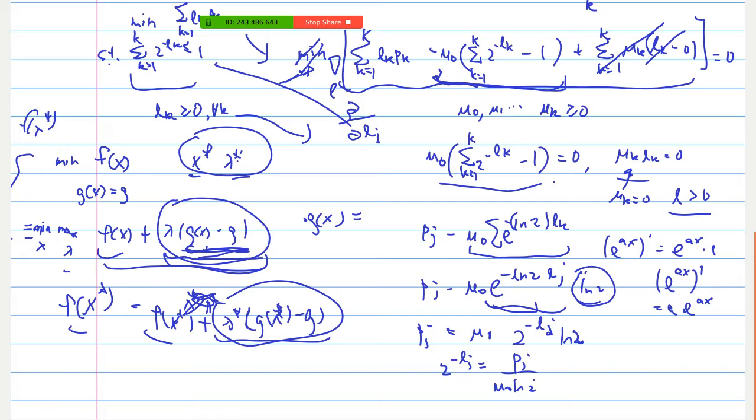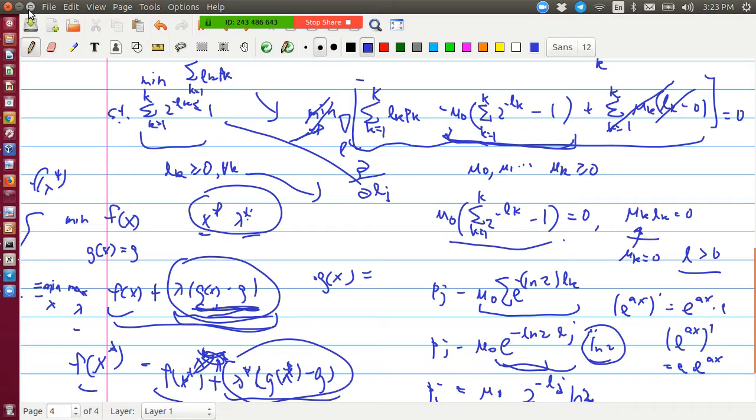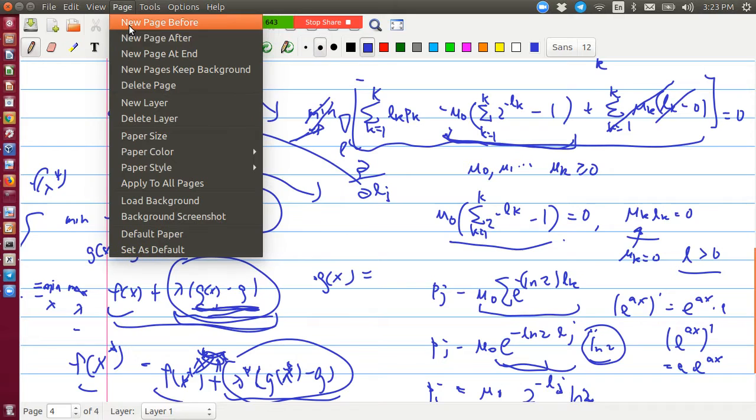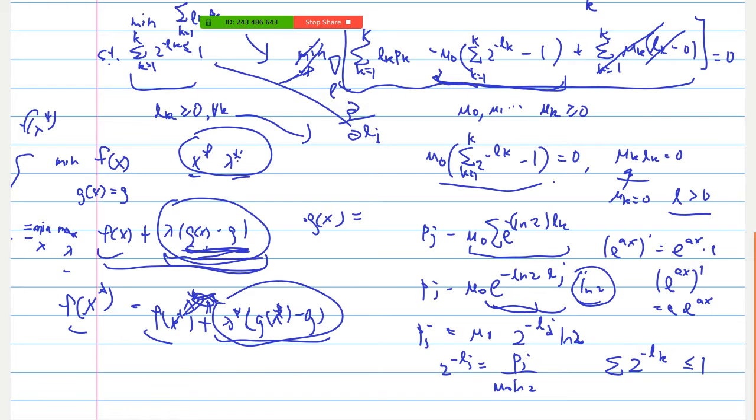And also, we need to have the original Clausius inequality, saying that 2 to the minus lk, maybe use lk, is less than or equal to 1. So therefore this, I can substitute into that. I need to have a new one, so I just copy part of this here.